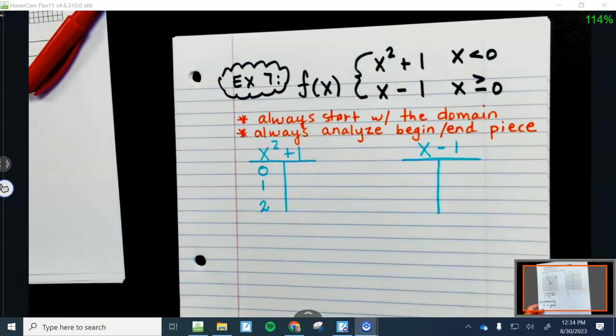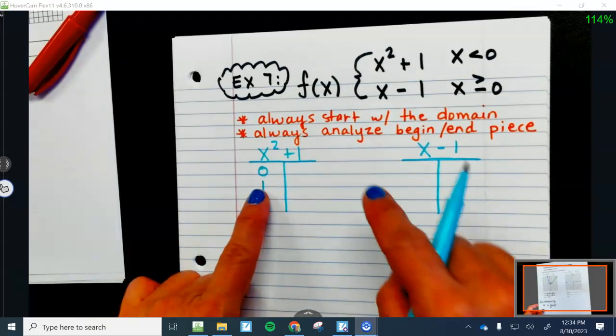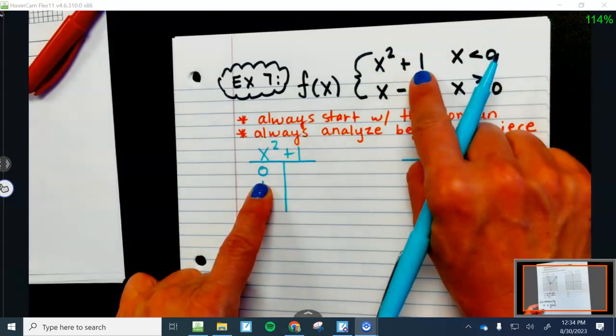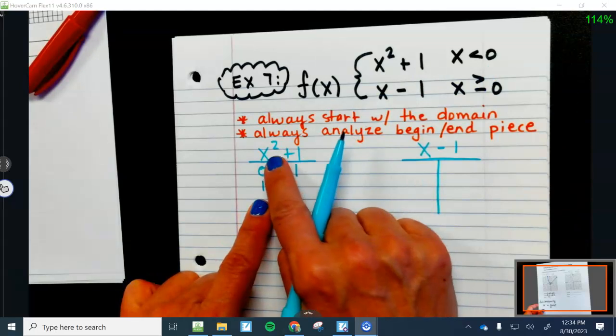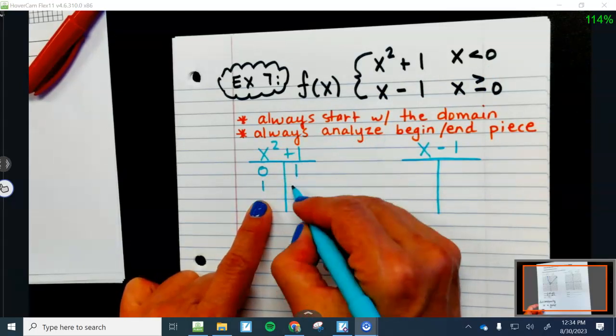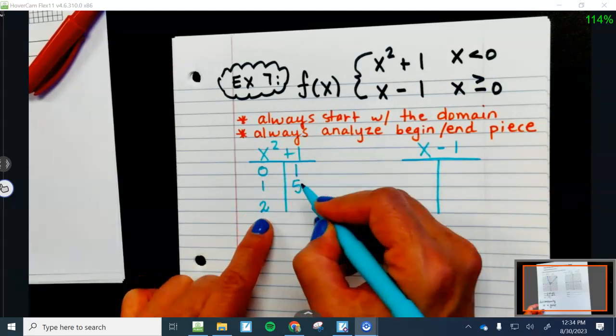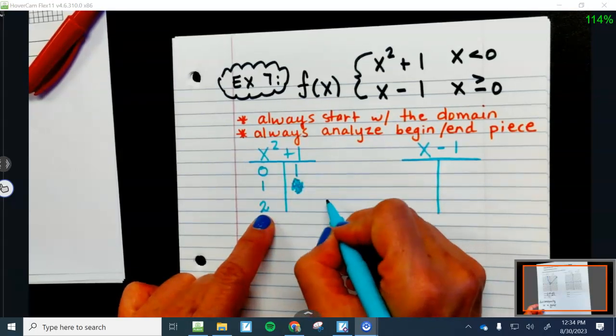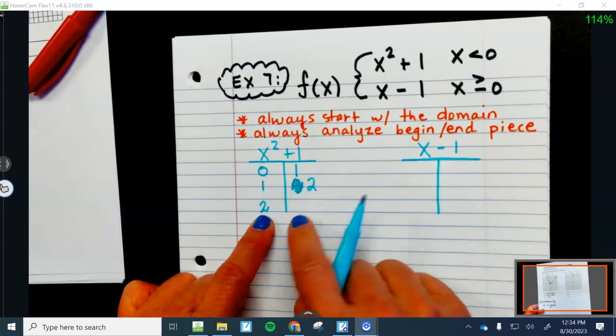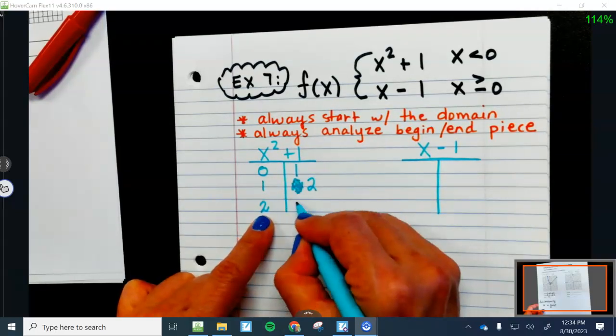Let's go ahead and get some output values from that. When I plug in 0 right here, 0 squared plus 1 is 1. 2 squared plus 1 is 5. And 2, just kidding, that's not 5. What is that? 2. Thank you. Is this one 5? Yes, thank you.